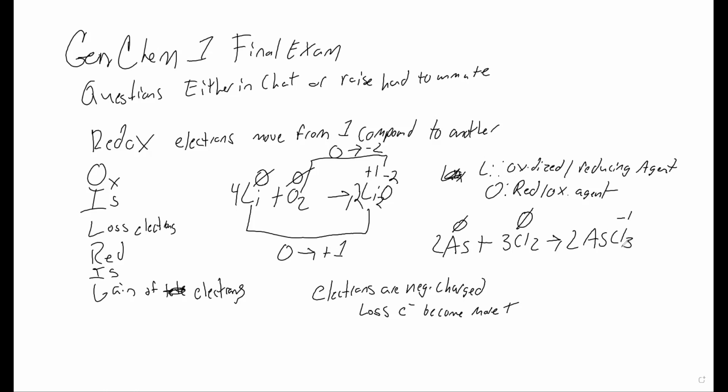Here we have 3 chlorines plus As, and since we don't have a charge, in total their oxidation numbers have to equal 0. Chlorine is -1, and we have 3 of them, so all the chlorines give -3. So As, to balance that, must be +3. As went from 0 to +3; that was oxidized. Cl went from 0 to -1; that was reduced.